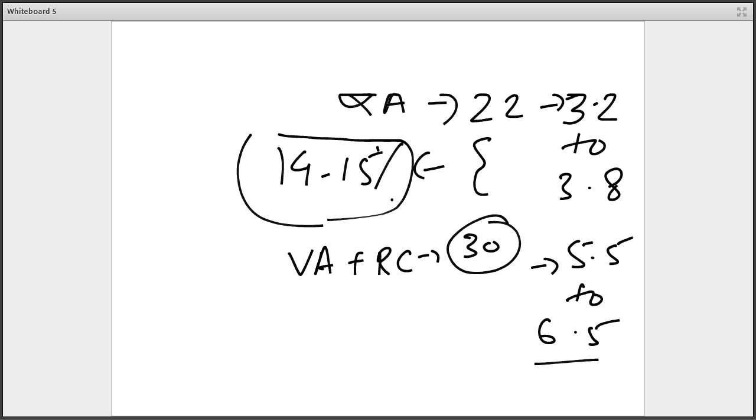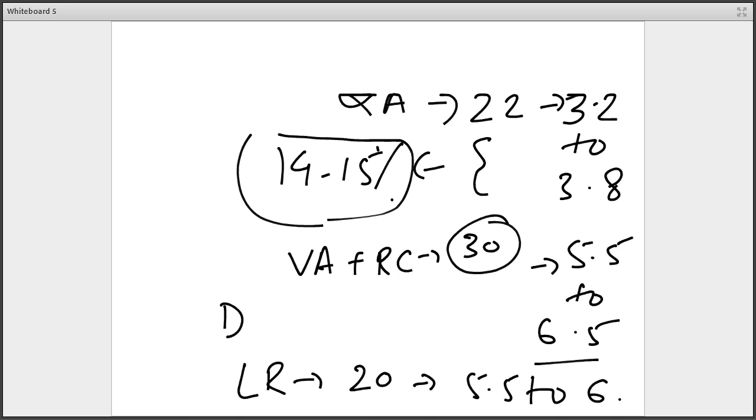Cutoff is slightly high when it comes to LR, where out of 20 you may have a cutoff in the range of 5.5 to 6 marks. The reason being, LR in IIFT is pretty easy. DI cutoffs are again very low. Out of say 12 marks, the cutoff could be just 2 marks.